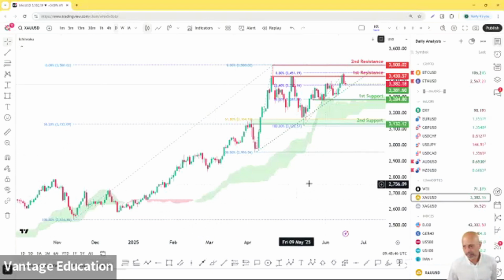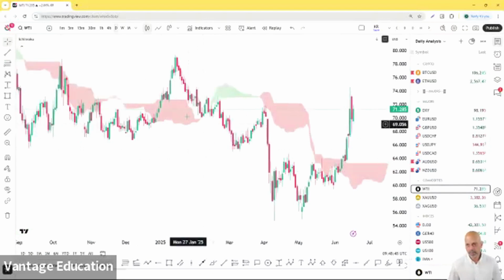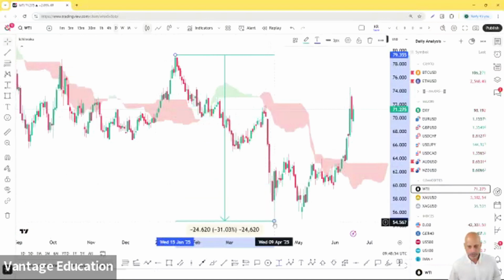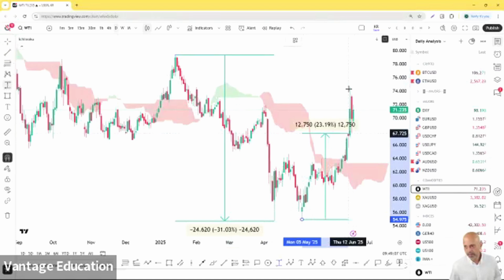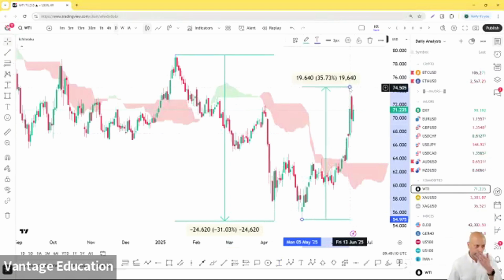Right, and finally, let's take a look at oil prices. As I mentioned, oil prices were dropping significantly lower since the middle of January, with WTI oil losing as much as 31% by the second week of April. However, we've seen prices rebound strongly since the second week of May, rallying well over 35%.